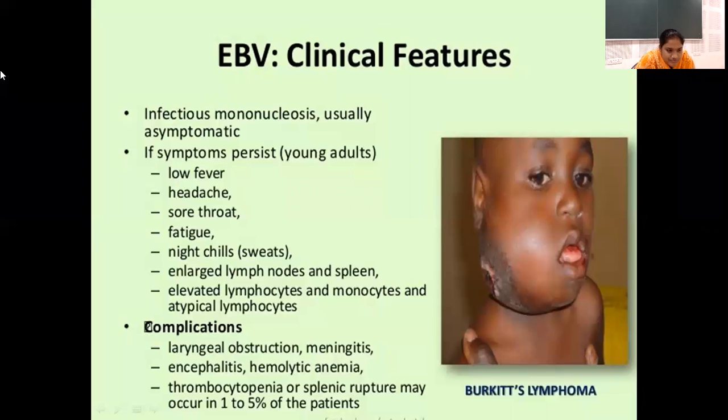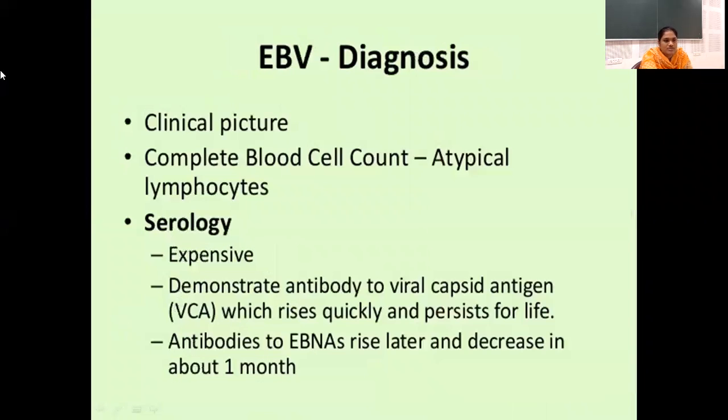Usually the complications are laryngeal obstruction, meningitis, encephalitis, hemolytic anemia. These are the other complications. Thrombocytopenia or splenic rupture may occur in 1 to 5% of the patients. So diagnosis is by the clinical picture. In the complete blood picture, atypical lymphocytes are usually seen. Serology is more expensive; it demonstrates antibodies to the viral capsid antigen, which rises quickly and persists for life.